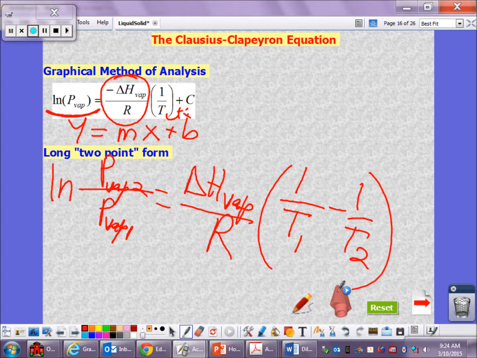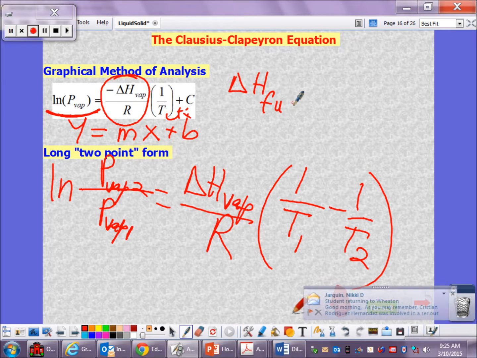This is what you will be using to solve almost all the problems that have to do with this equation. They will give you one of the pressures or one of the temperatures and ask you to solve for the other one, or they can give you the linear form and ask you to solve for delta H of vaporization, where you would be using the slope. Now I don't think yesterday I really described heat of vaporization. We solved a problem last class. We did use heat of fusion, delta H of fusion. We also used delta H of vaporization.